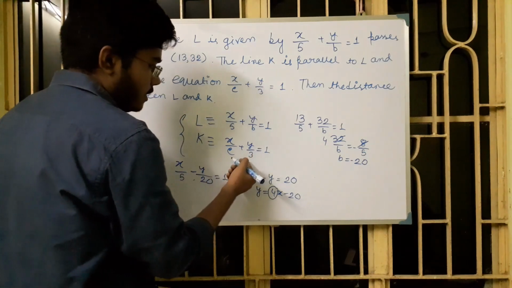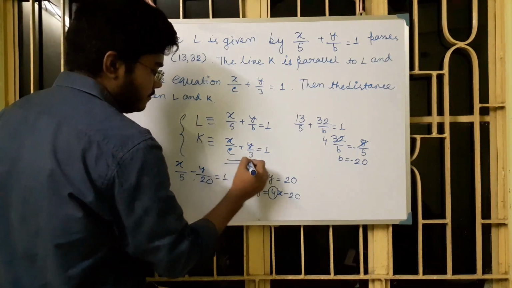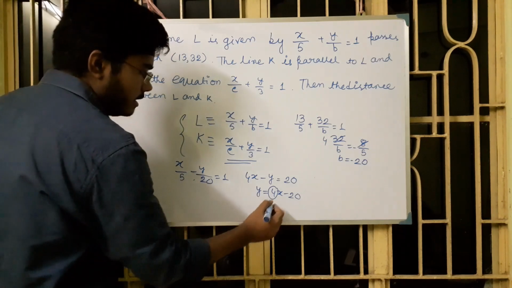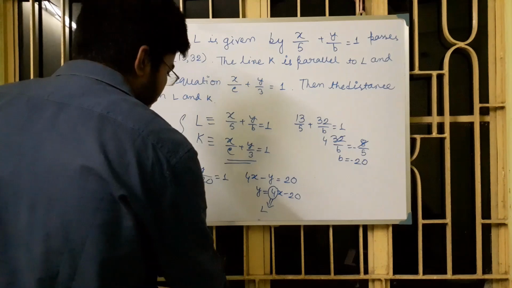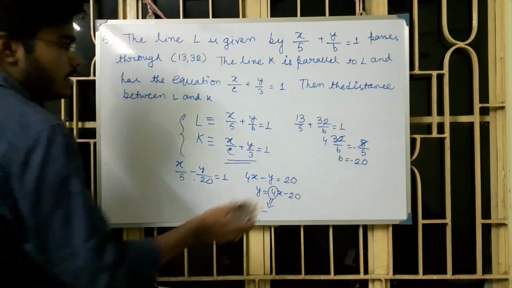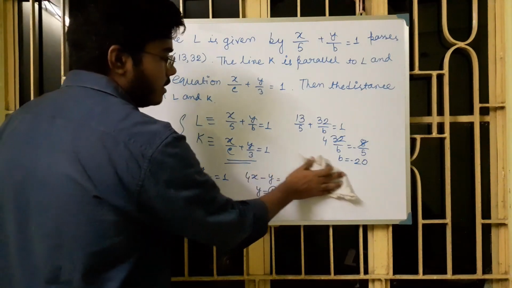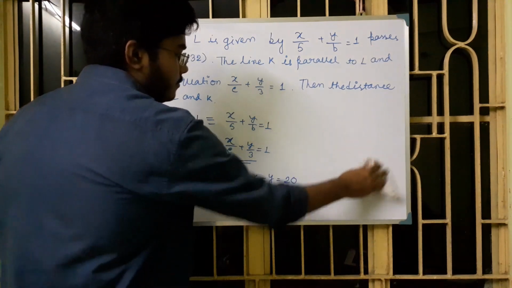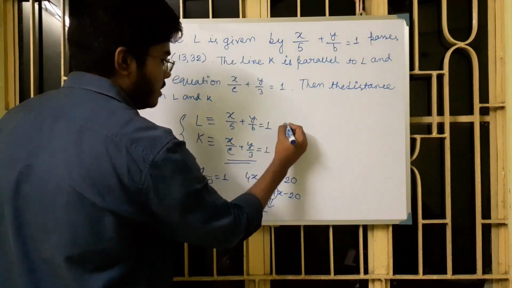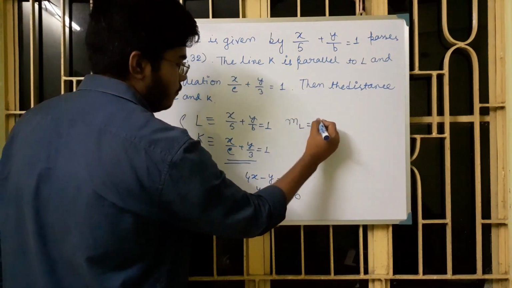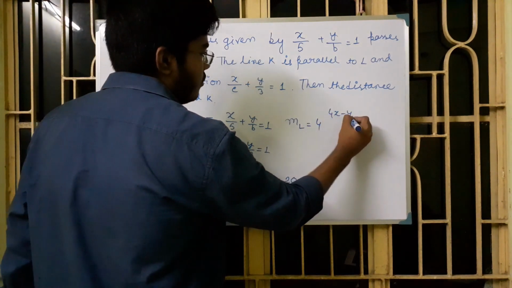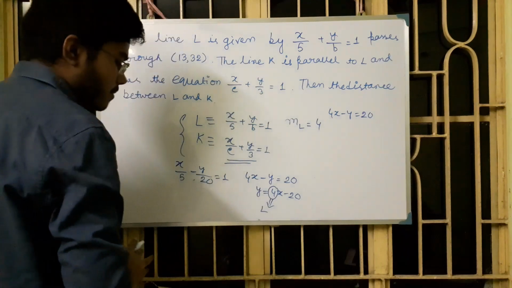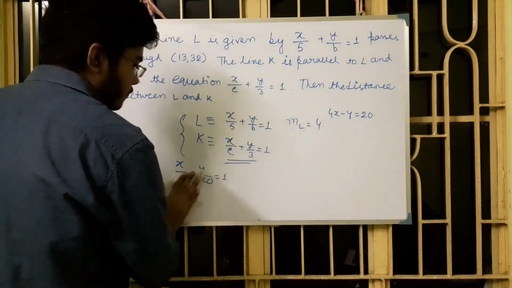So, what is the slope of this straight line? This is the slope of L. Okay, we have to only find out this thing. So we are removing these things, and just m of L equal to 4, and the equation of L is 4x minus y equal to 20. The remaining part we no need.